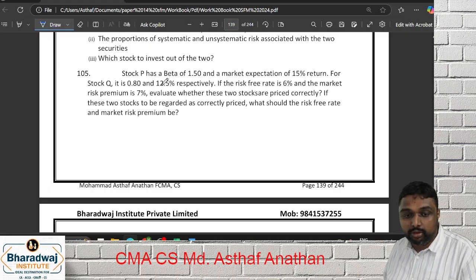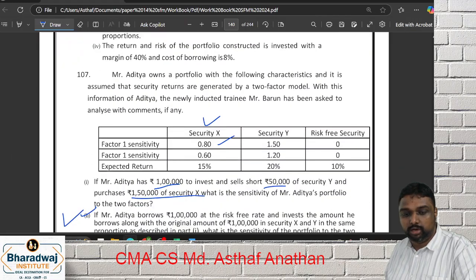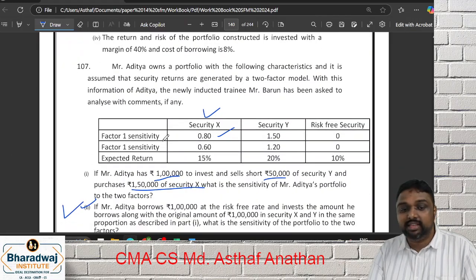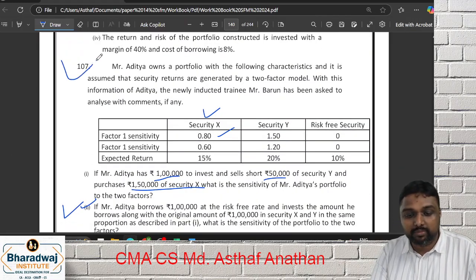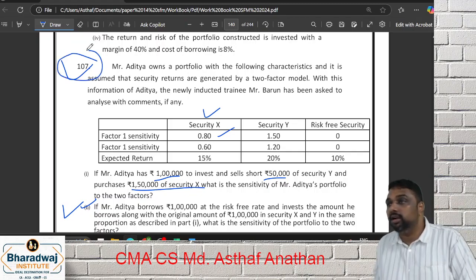It's not a new concept at all. They were asking what the equilibrium return is. Simply, what is the RM and RF? That's all we revise. This 107 came in the last exam in the APT model. So this is how you have to understand, my dear friends.